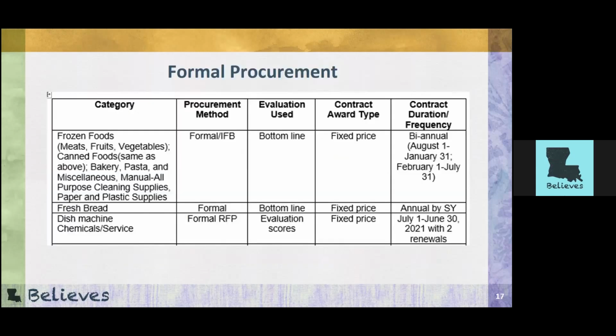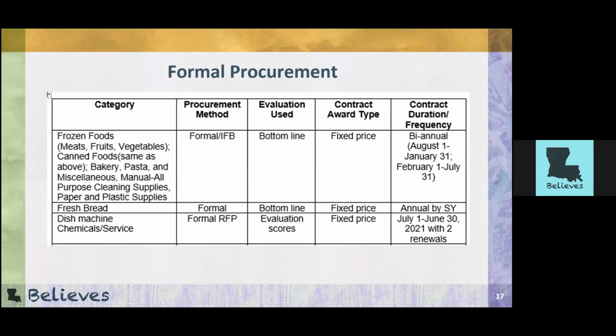So in this instance, the SFA is anticipating all of the formal procurements that they will need. And they're going to purchase all their frozen foods, meats, vegetables, bakery, pasta, cleaning supplies, paper supplies, plastic supplies. They're going to have a full line distributor that can bid on all of those items. And they can do that as long as they have 3 or more companies that are able and willing to compete.